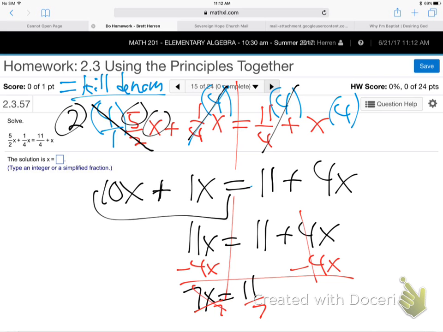Questions on that? You okay with the fractions? All right, so we need to be done with that section. We are done. Let's stop there.